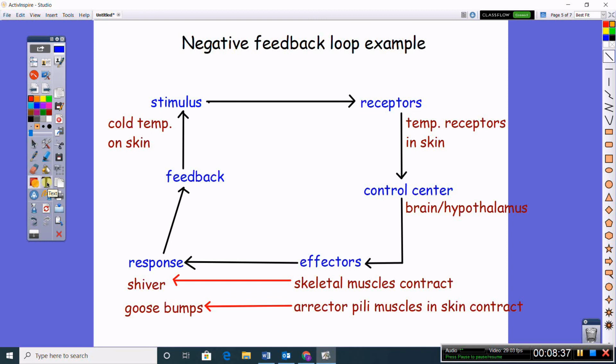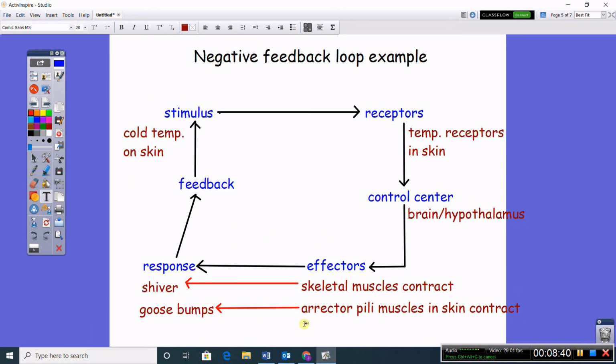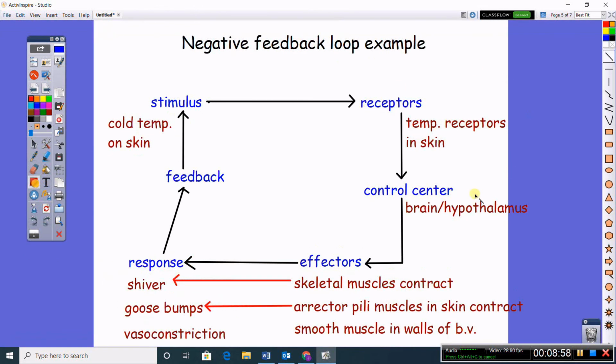What else? We have smooth muscle in the walls of your blood vessels. If we're cold, that's going to cause vasoconstriction, which basically means it's going to make the diameter of our blood vessels smaller to limit heat loss. So all of these things, shivering, goosebumps, vasoconstriction, are going to cause negative feedback, because this is all trying to warm you up, which should be negating the original stimulus of cold temps on your skin.